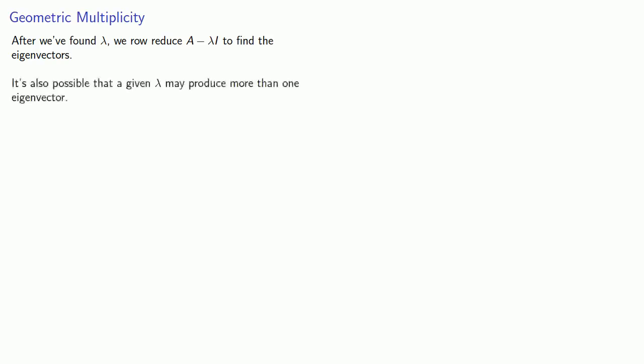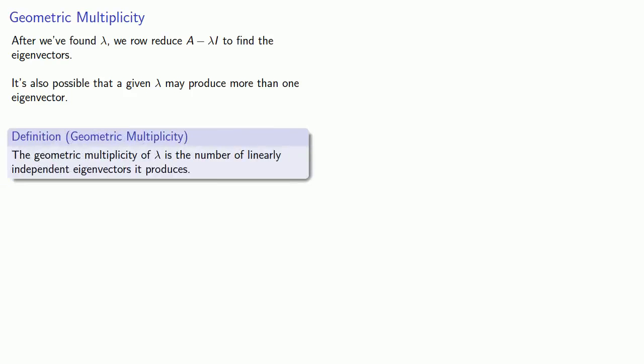What happens next? After we've found our eigenvalue, we row reduce A minus lambda I to find the eigenvectors. And when we do that, it's possible that a given value of lambda may produce more than one eigenvector. And this leads to the notion of geometric multiplicity. The geometric multiplicity of an eigenvalue lambda is the number of linearly independent eigenvectors it produces.